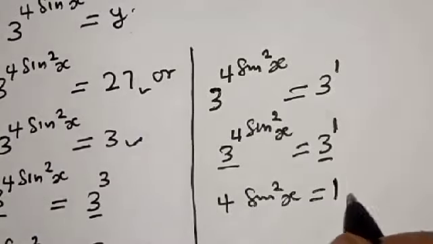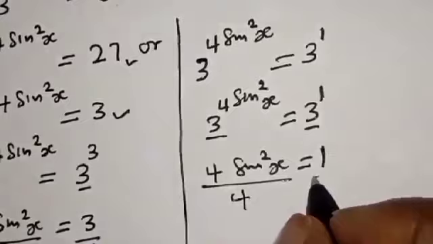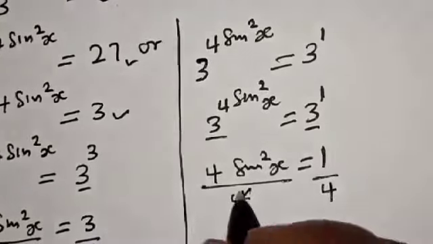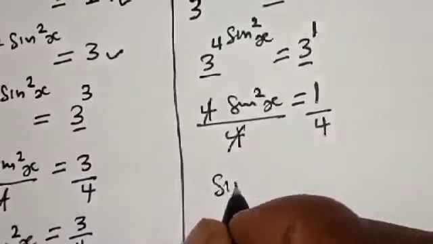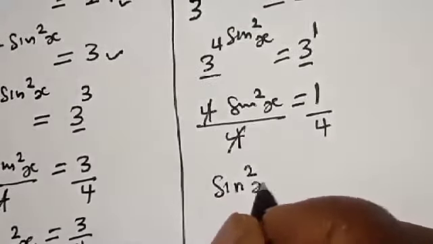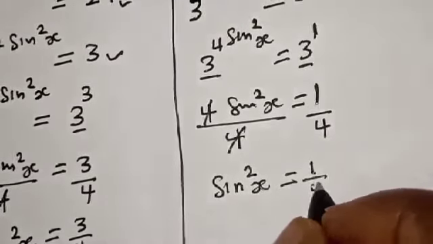is equal to 1. Let's divide both sides by 4. Divided by 4. Divided by 4. This one will cancel this. Now, sine square x is equal to 1 over 4.